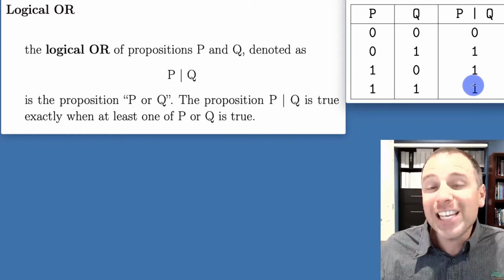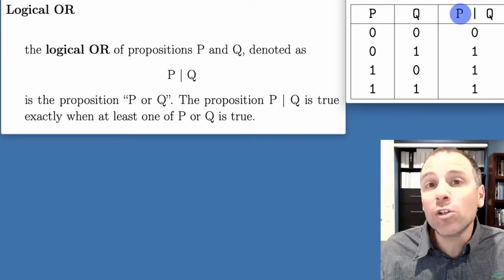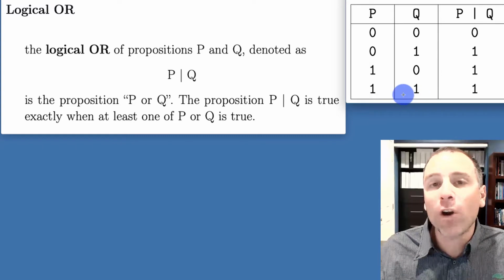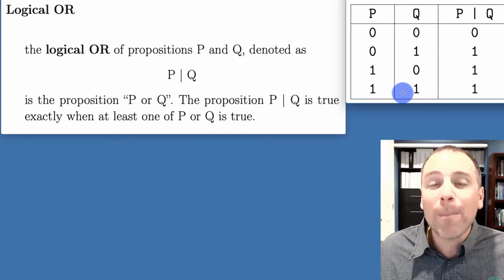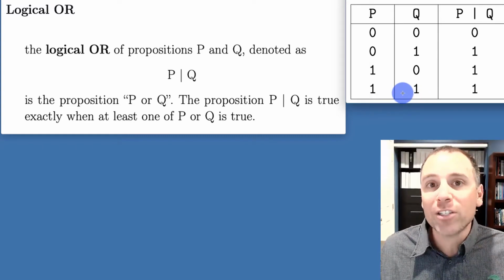This definition leads to the idea that this is an inclusive OR because we include the possibility that both are true. It reminds me of a joke about the mathematician that goes into an Italian restaurant.